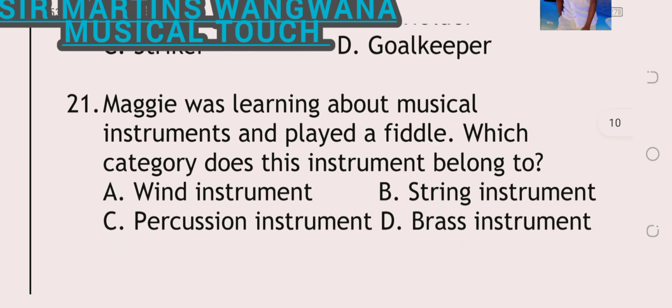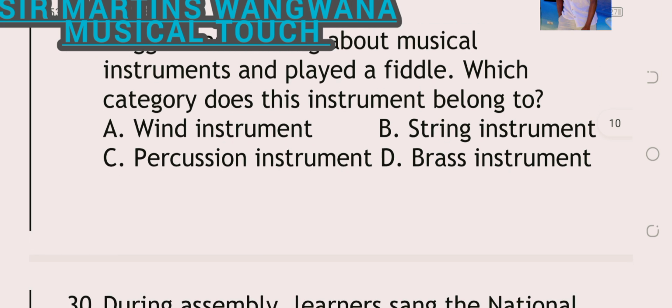Number 21. Maggie was learning about musical instruments and played a fiddle. Which category does this instrument belong to? Fiddle is a string instrument. So the correct answer is B.